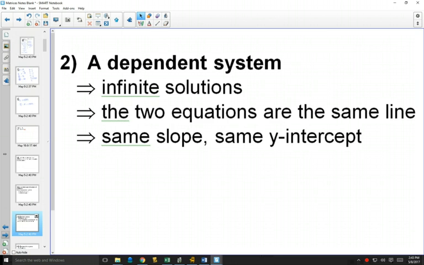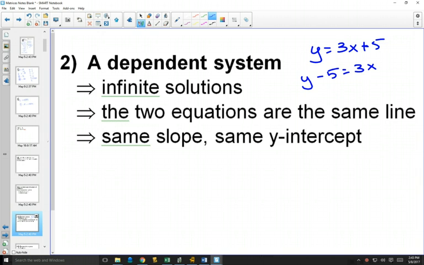You could have something that's called a dependent system. Sometimes the same line gets written in different ways. I mean, this and this are the same thing. I just moved the 5 over. But if they said, here are two lines, when do they intersect? You'd be like, they're the same line.